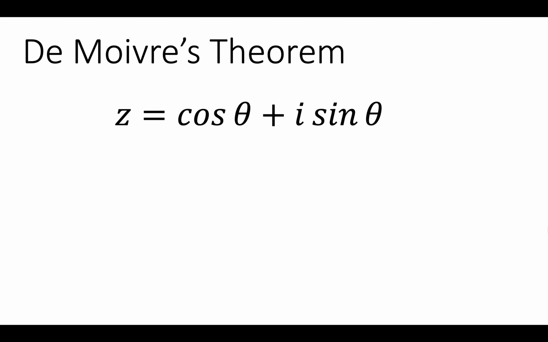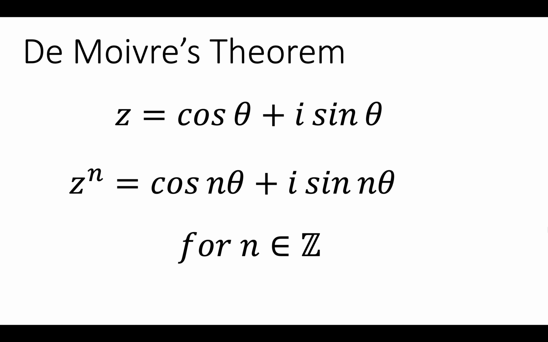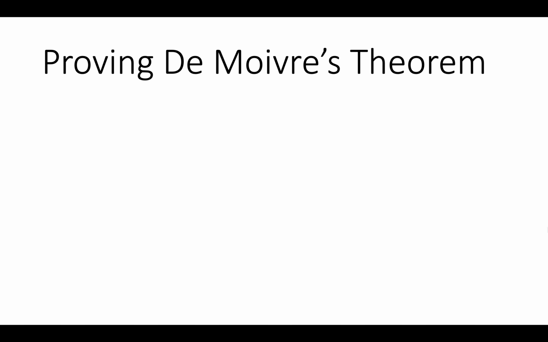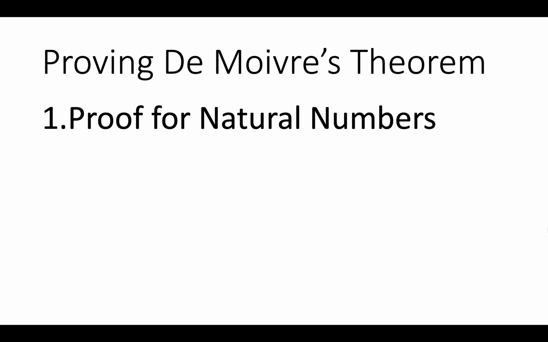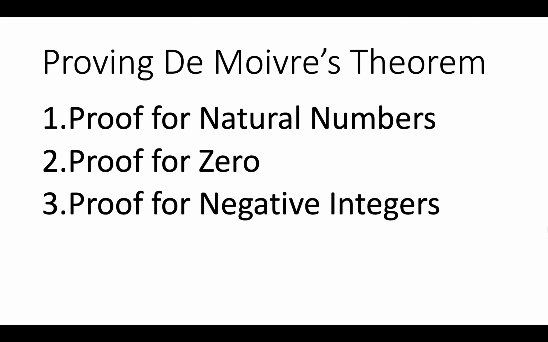Okay, so here we have some complex number z, which is equal to cos of theta plus i sine of theta. De Moivre's theorem states that z to the n is equal to cos of n theta plus i sine of n theta for all integers n. In order to prove this, we do it in 3 different steps. First, a proof for positive integers. Next, a proof for 0, and then a proof for negative integers.